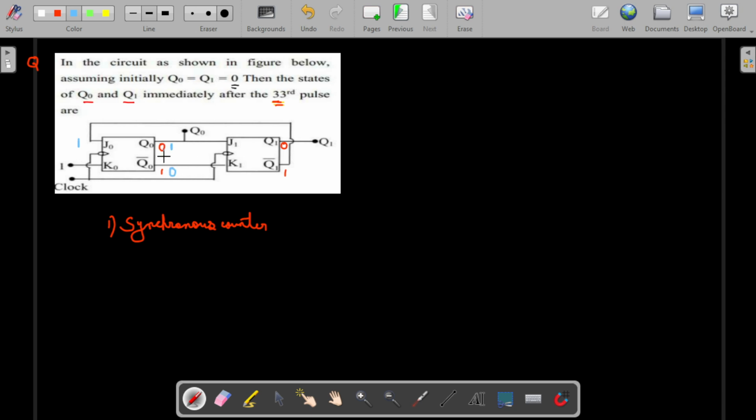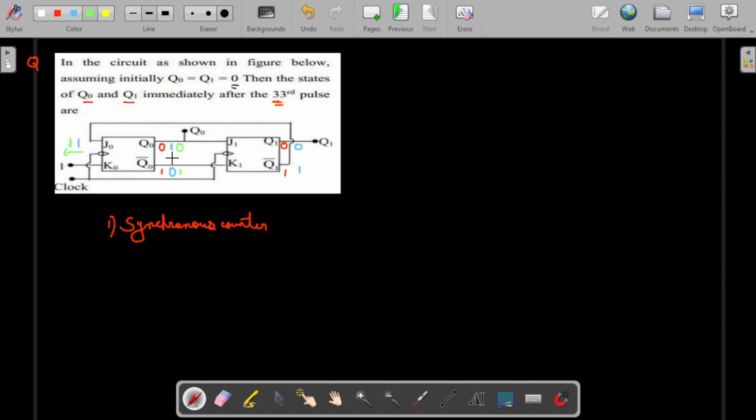Here previously the output was 0 and 1. So when 0 is given to J and 1 is given to K, the output will be maintained as it is. So that will be 0 and 1. Now again the input here will be 1, so 1 and 1 is given. So again this will toggle, so that is 0 and 1.